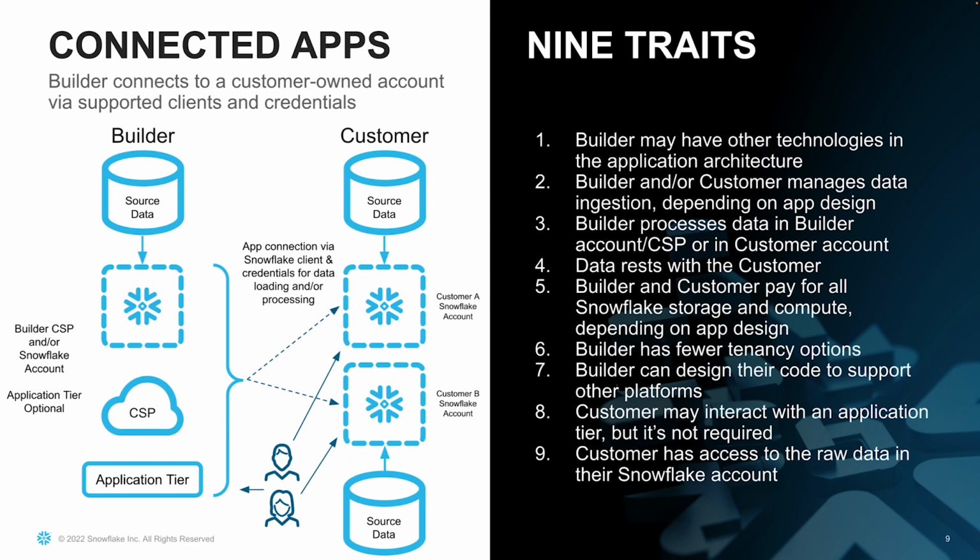They could be running on other cloud data platforms too, and you could choose to offer support for those platforms in this model. The customer may interact with an application tier, potentially to configure the application or control application state, but it's not required. We have plenty of builders who are delivering connected apps without any kind of UI. And ultimately, the customer has raw access to the data in their account, so they don't need the builder to provide any other kind of method to access the raw data.